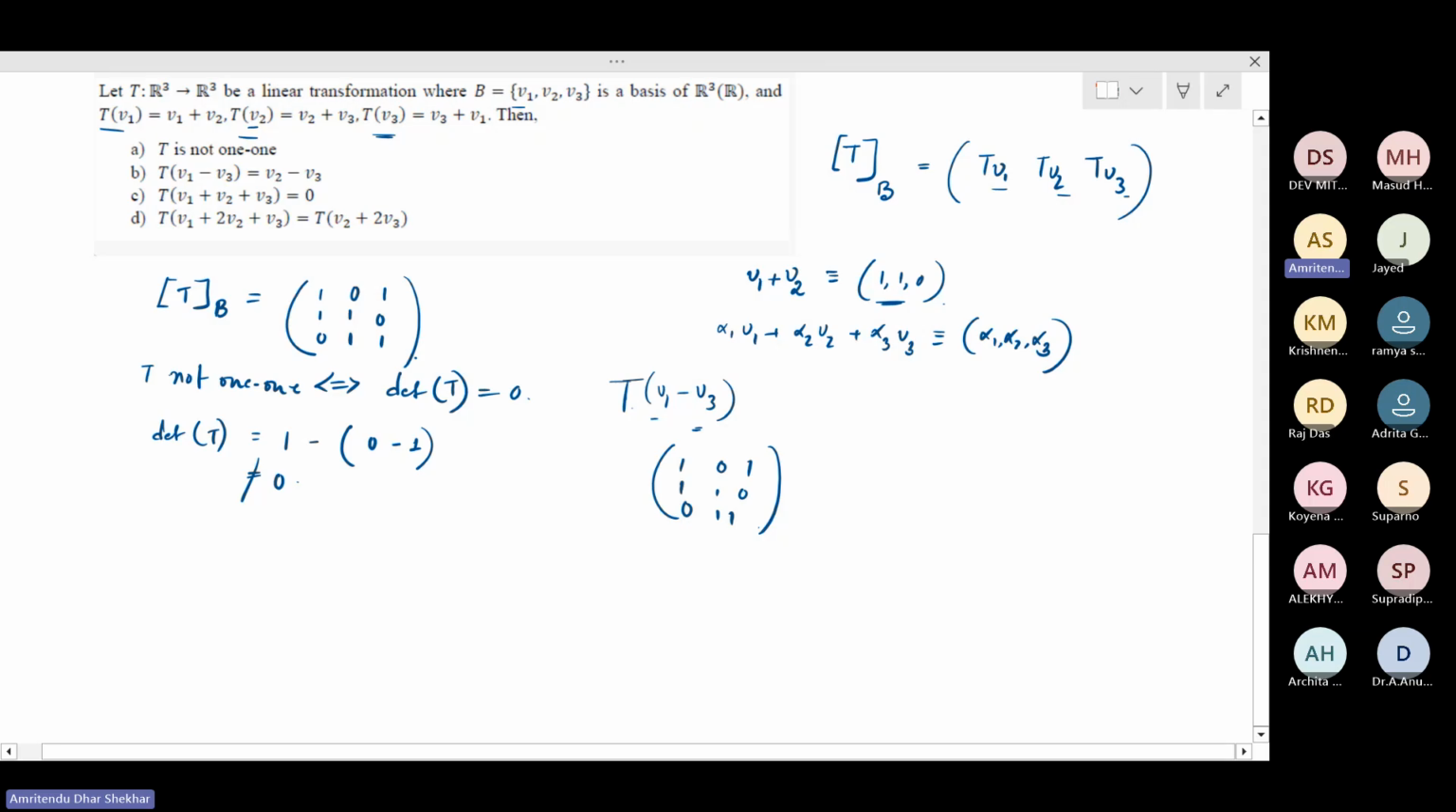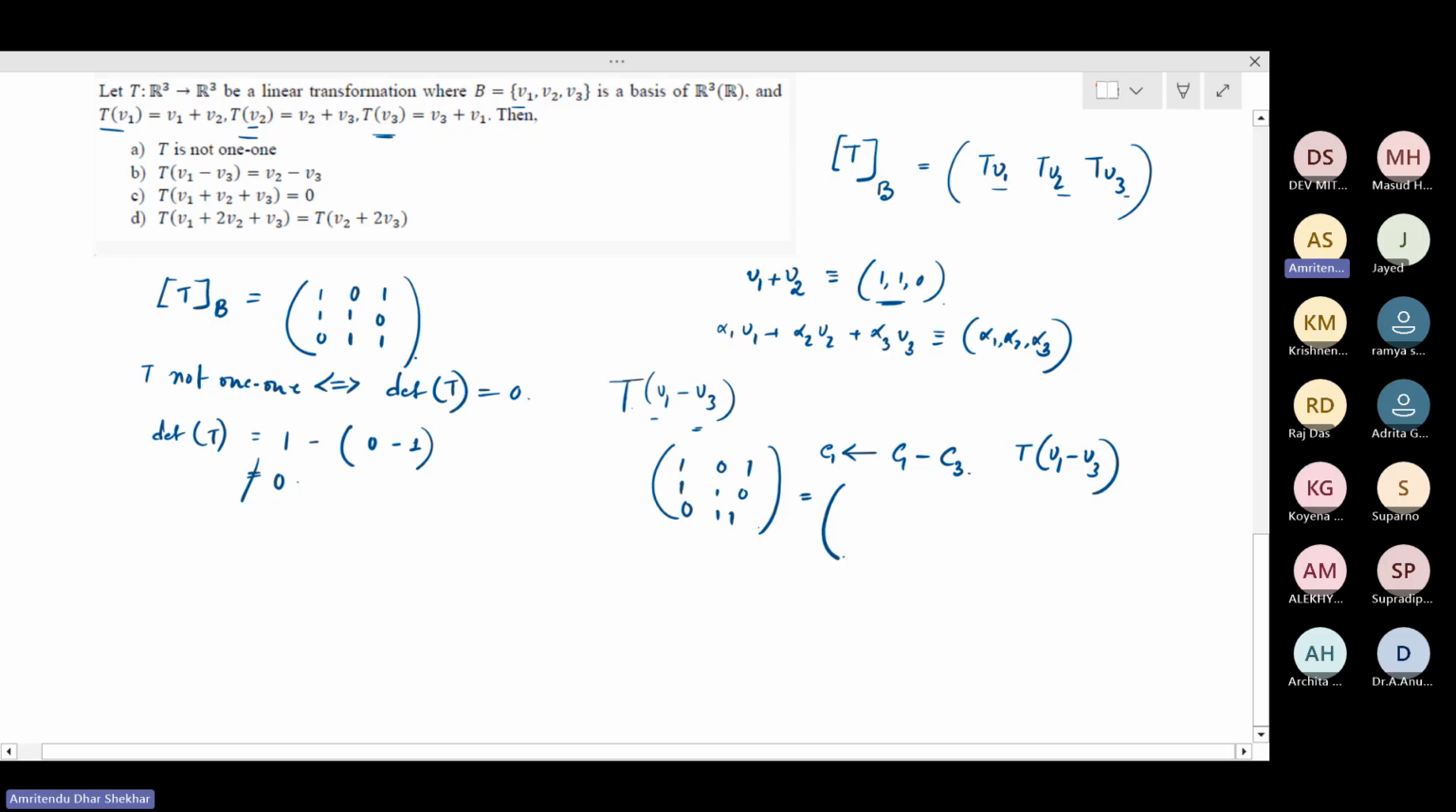If you were to subtract the third column from the first column, so if you did C1 equals C1 minus C3, then that would basically give you the coordinates for T of V1 minus V3. So let's do this operation on this matrix.